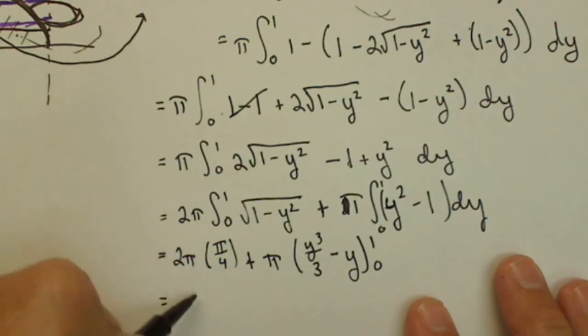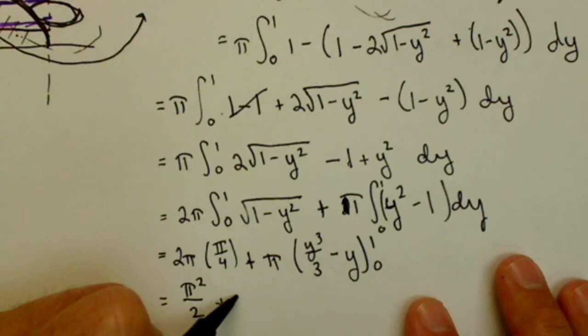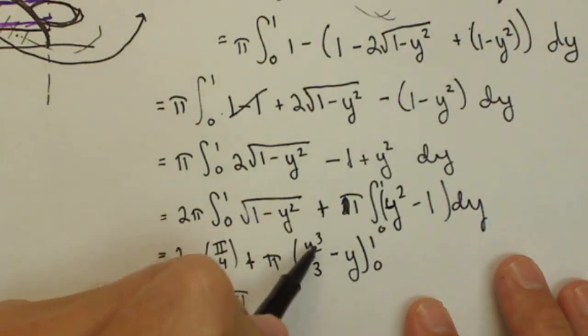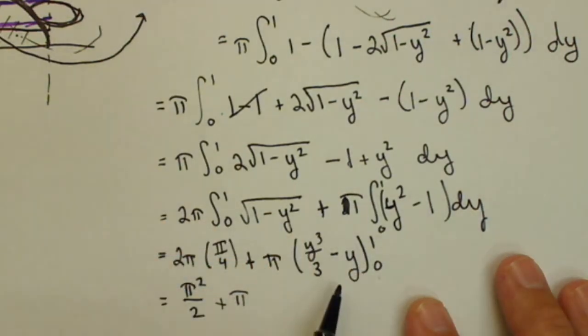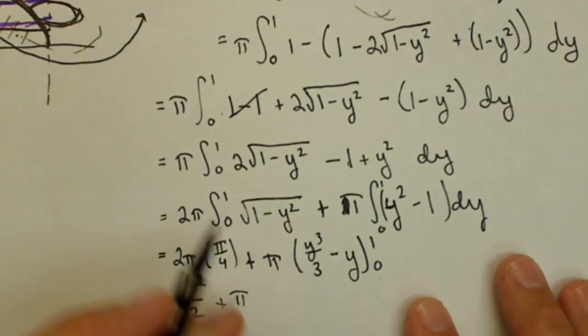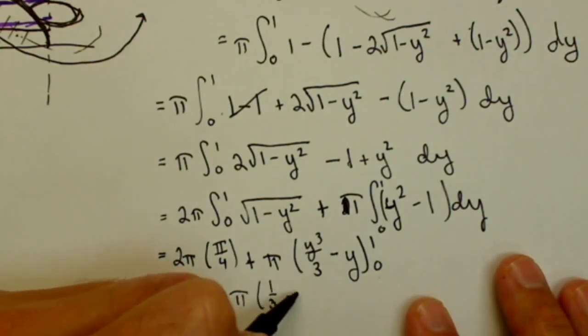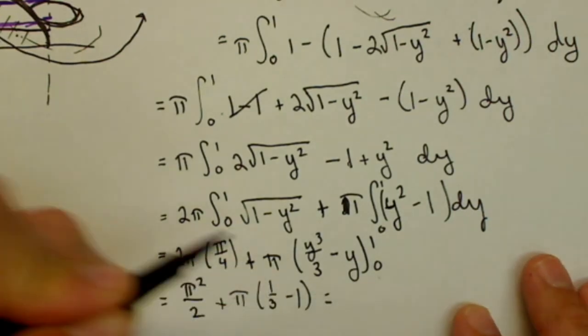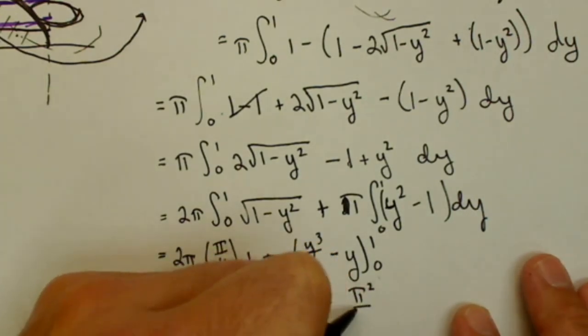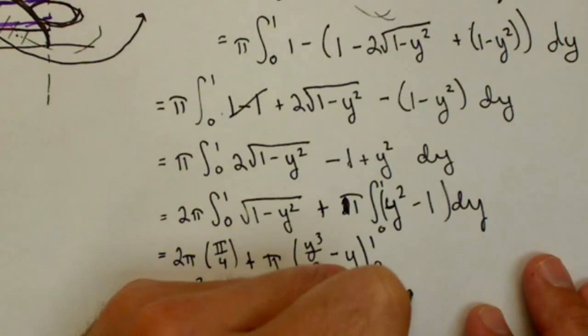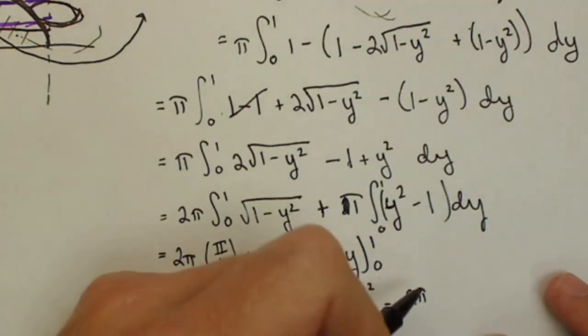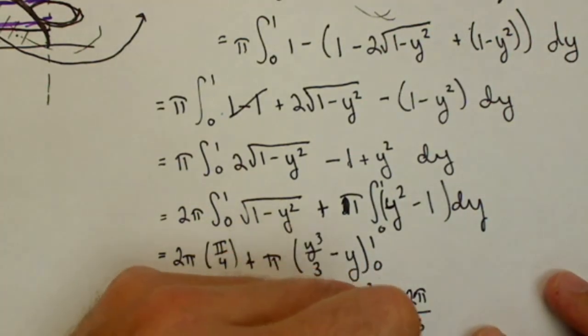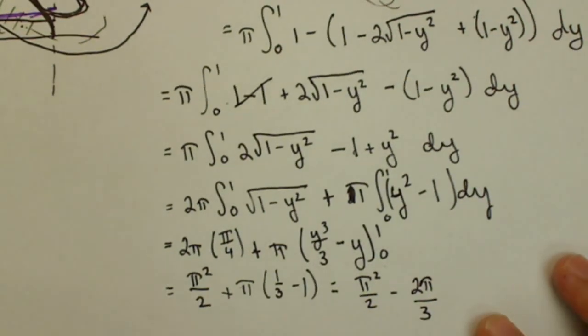So here we're going to end up with pi squared over 2 plus pi. Now here, when we put in the 0, the whole thing's going to go away. So we have 1/3 minus 1, or negative 2/3. So we end up with pi squared over 2 minus 2 pi over 3. And this is a volume, so if we were given units, it would be in cubic units, whatever those units are cubed.